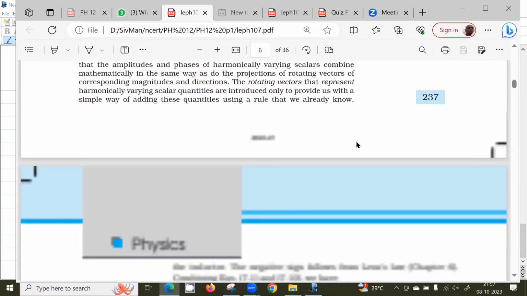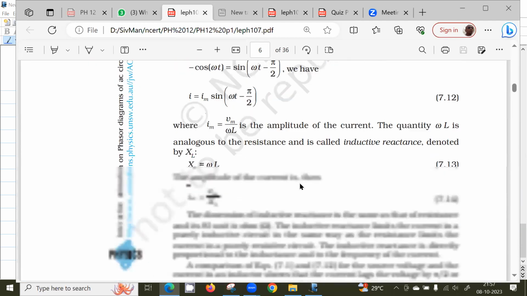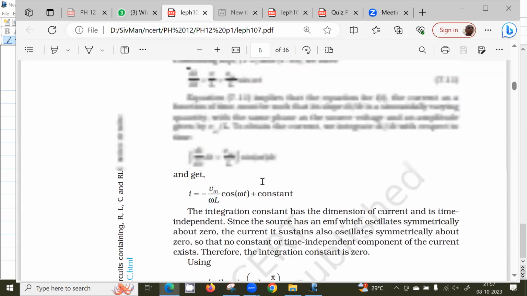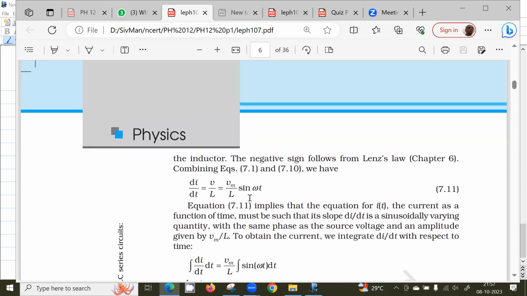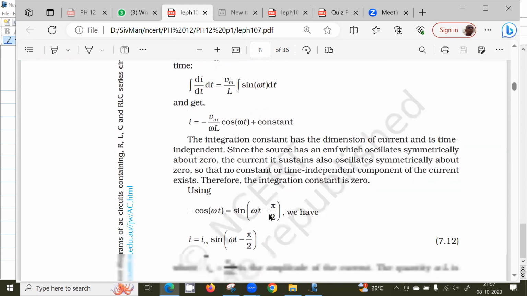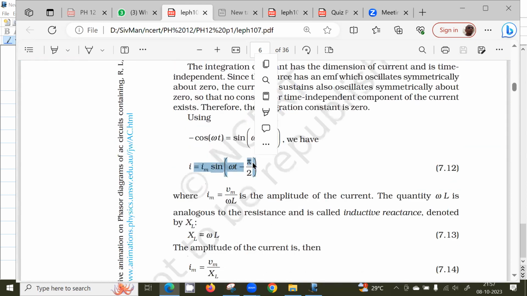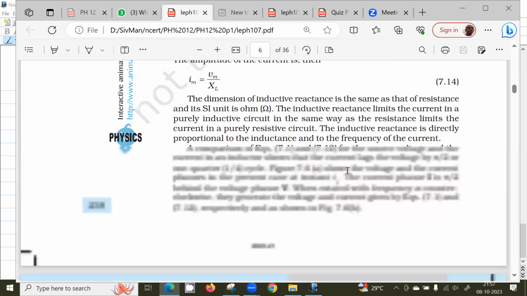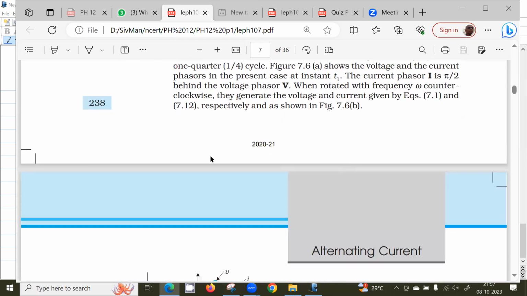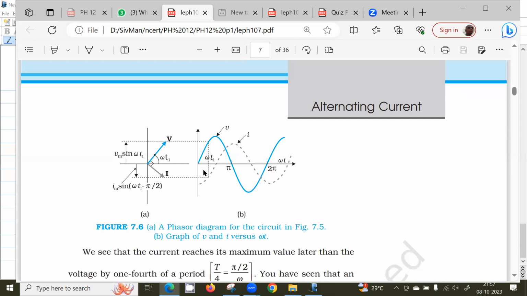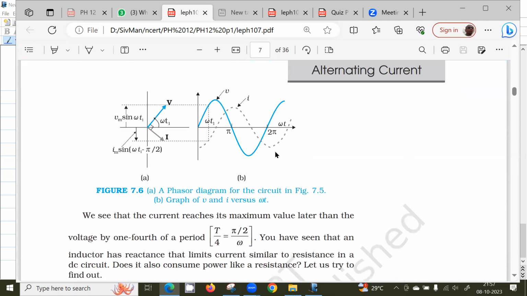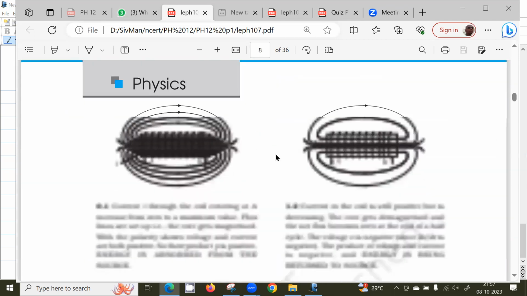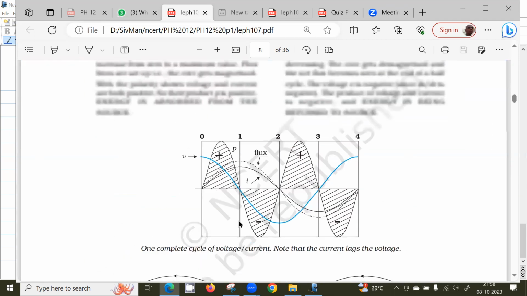For inductor, when voltage is sine omega t, the current will be sine omega t minus pi by 2. So the plot of this variation, V is sine, I is cos. If you multiply these two, which gives the power, it will look like this.